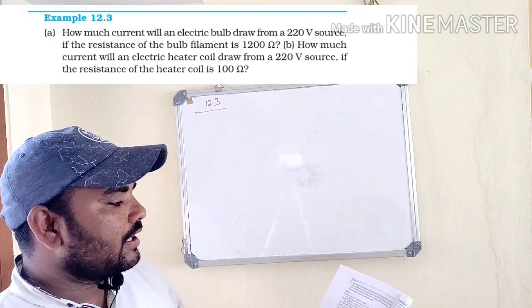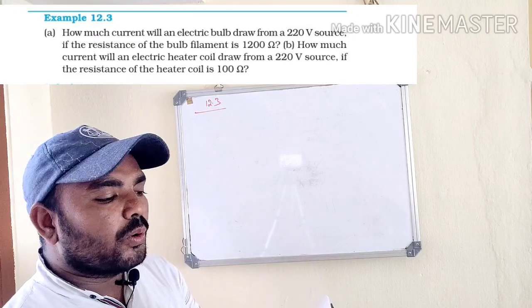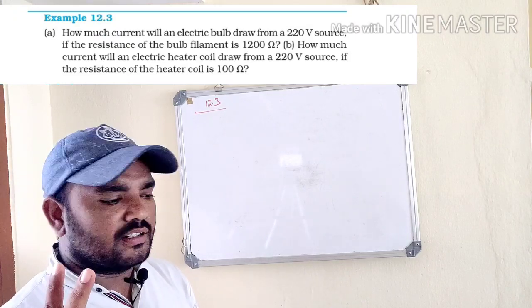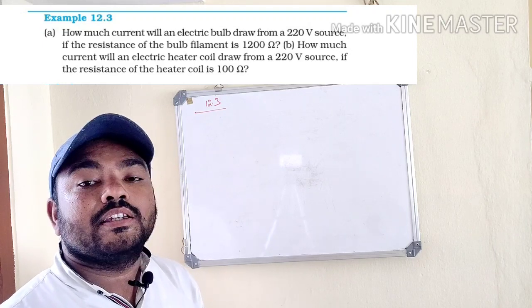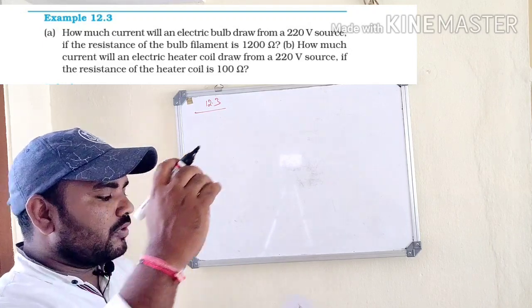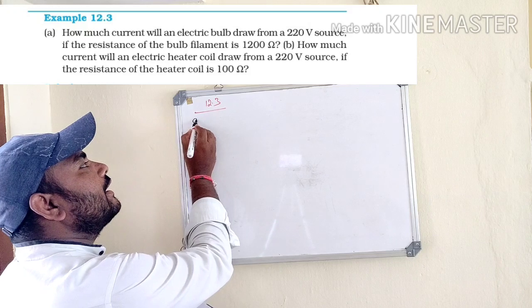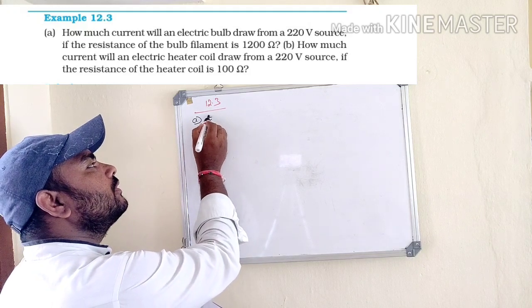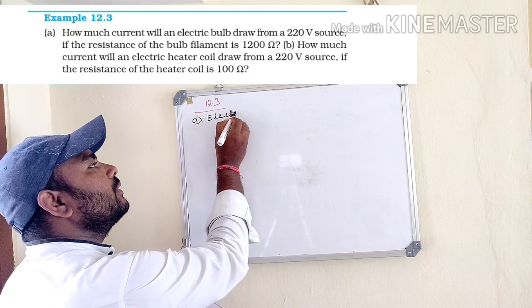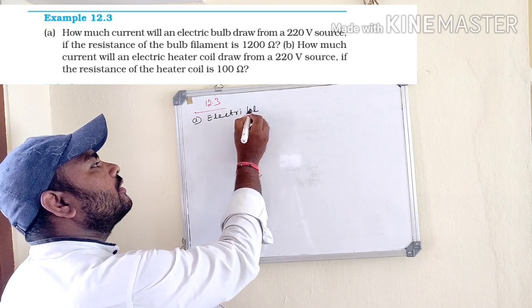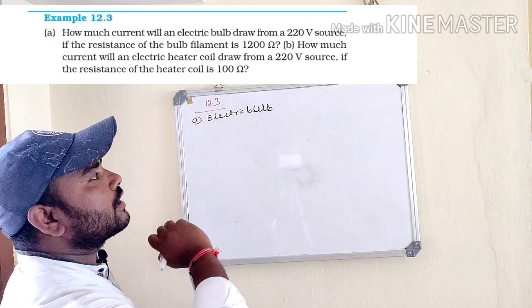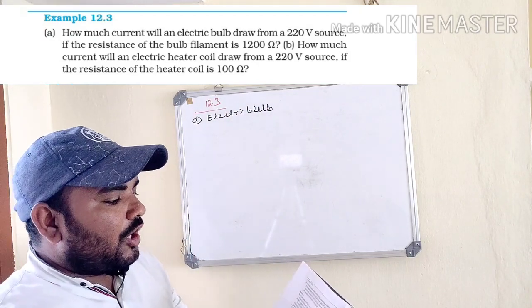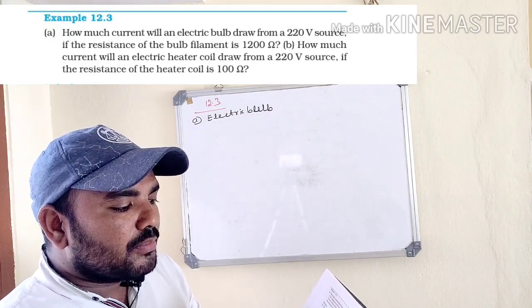So let me go ahead and solve it. How much current will flow? Here two are there, children. One is an electric bulb and one more is an electric heater coil. So first we will go with the electric bulb. How much current will an electric bulb draw?